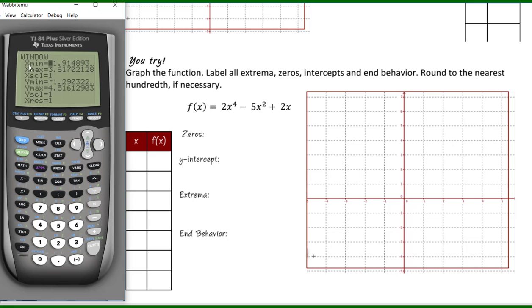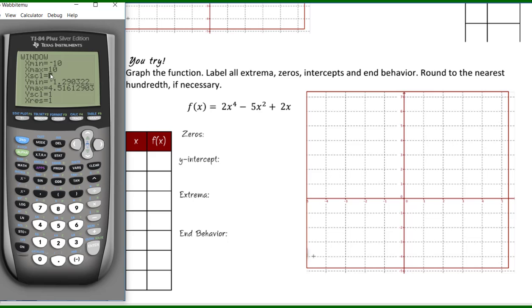So x min, that means what's the minimum point on your x-axis that you want visible. So this is -1, -2, -3, -4, -5. Usually the standard one is -10. X max is the biggest value of x on your graph. So usually that is 10 as well. X scale, what that means is, what do you want your increments to be? Do you want them to be 1 or 2 or 3? Usually the standard is 1.